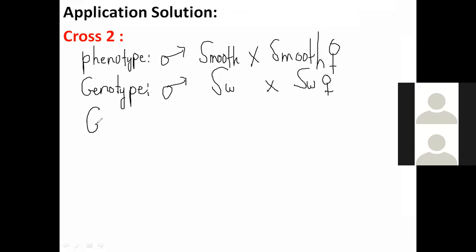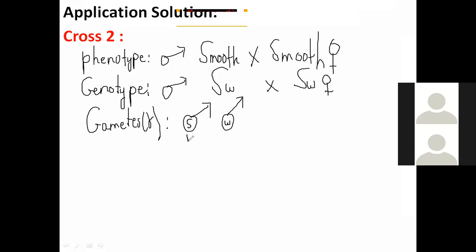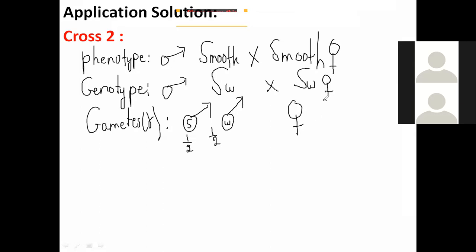The gametes, we have two different alleles, so we have two different gametes. So gametes of the symbol gamma. So in the male, we have S and we have W as well. You have to put them in the symbol of the male. Here we have S and we have small w. So here it's 1 over 2, and this is 1 over 2. And here's the female. Also we have two different gametes since we have two different alleles. Here we have S capital, it's 1 over 2. And here we have W small, 1 over 2.